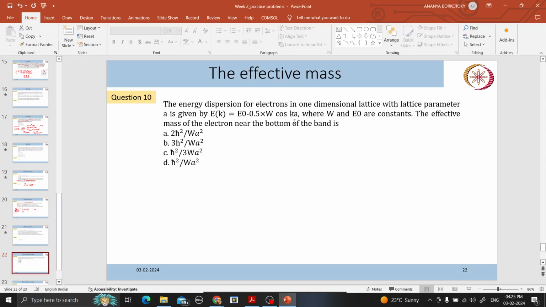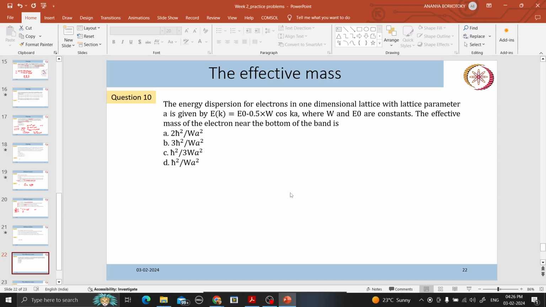Okay, so this is the next question. This is related to effective mass. The energy dispersion for electrons in a one-dimensional lattice with lattice parameter a is given by E naught minus 0.5 W cos Ka, where W and E naught are constants. So the effective mass of the electron near the bottom of the band is, so what is the answer? You can try first and then I will tell you the answer.